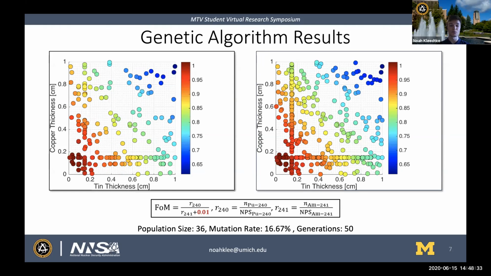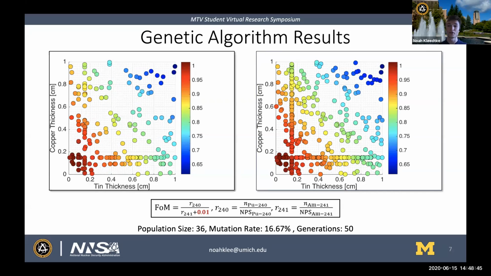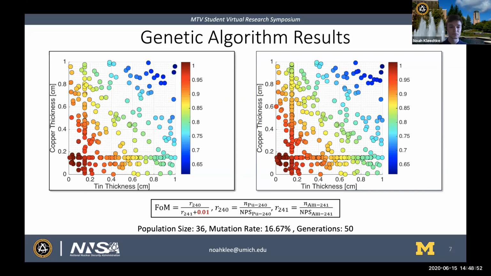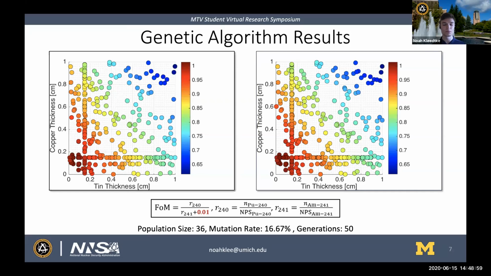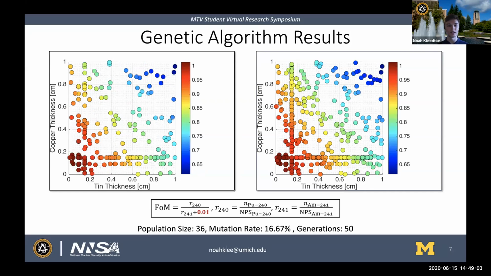The number of detections is denoted with a little n. We also took into account the total number of particles simulated for both the plutonium-240 input files and the americium-241 input files, and you'll see here it's abbreviated capital NPS. Now, you'll also see in the figure of merit that there's a constant, 0.01, in red. We use that so if the number of americium-241 detections was 0, our figure of merit wouldn't skyrocket to infinity.